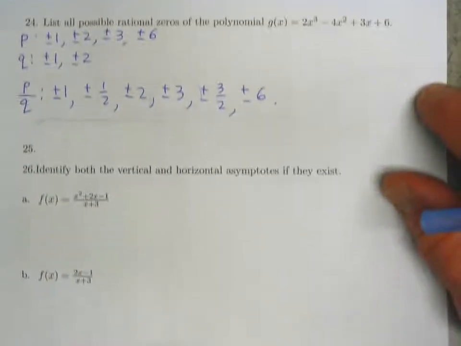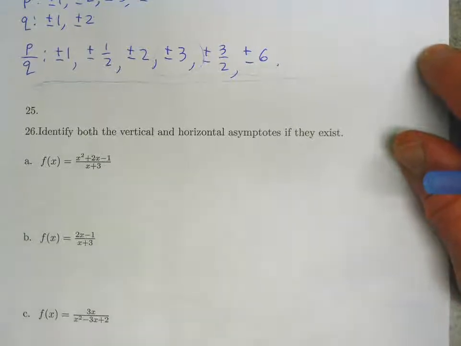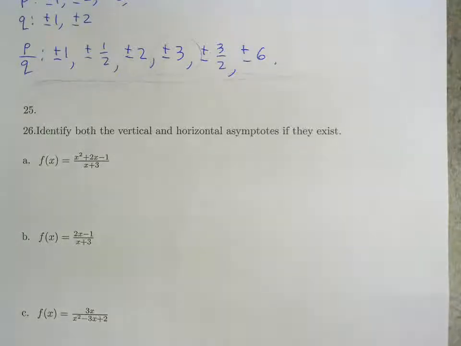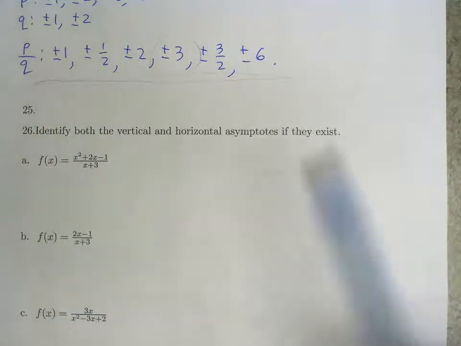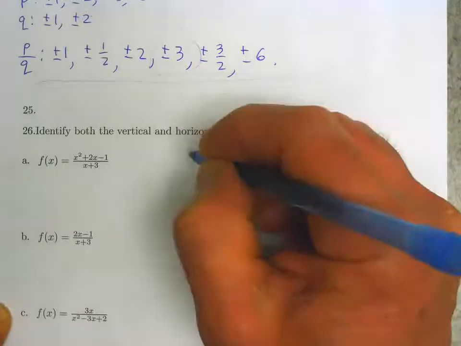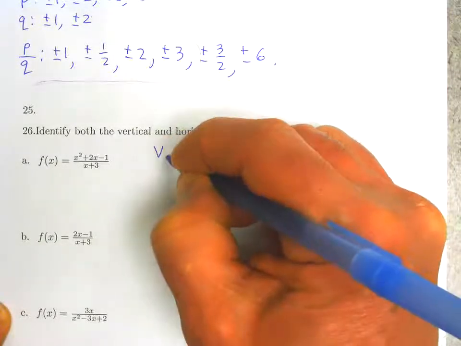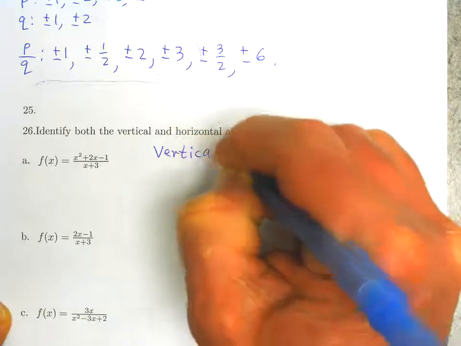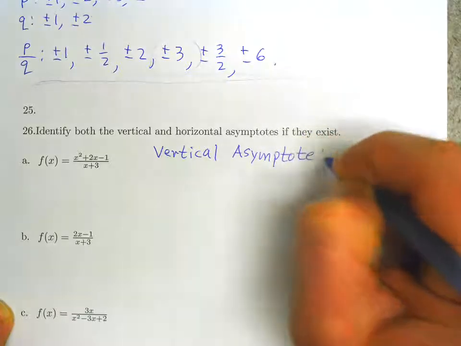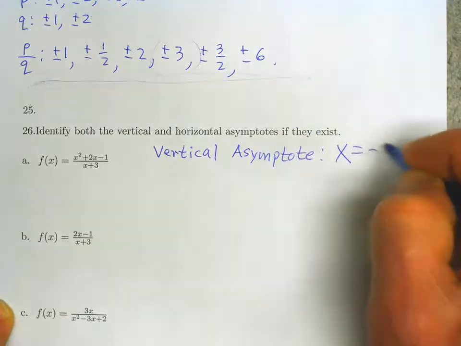Okay, number 26. Identify both the vertical and horizontal asymptotes if they exist for these rational functions. So f of x equals x squared plus 2x minus 1 divided by x plus 3. The x plus 3 factor in the denominator indicates that there is a vertical asymptote. The vertical asymptote is x equals negative 3.